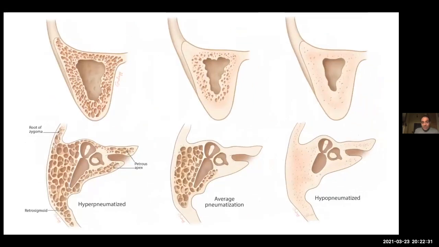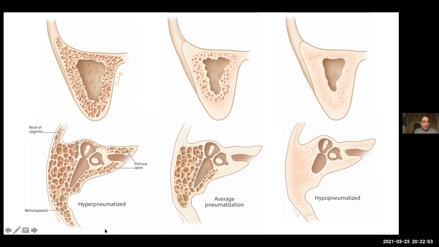So this is just talking about why I think CTs can be useful. Really, for me, it's about the mastoid pneumatization. So in the middle here, you've got average pneumatization, so you've got a nice honeycomb structure. There's this antrum here you can see leading into the middle ear space. This is as you would see on a CT scan.